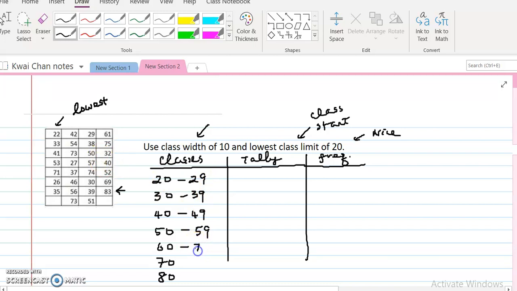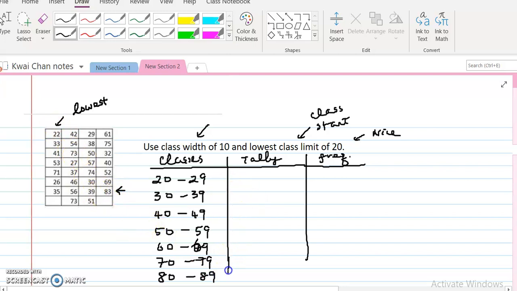59, 79. No, this is 69. And this is 79, and this is 89. And we can see that it includes our highest number and our lowest number, so that should be good. So that's how you do it by hand.